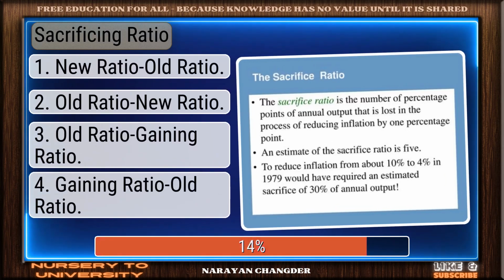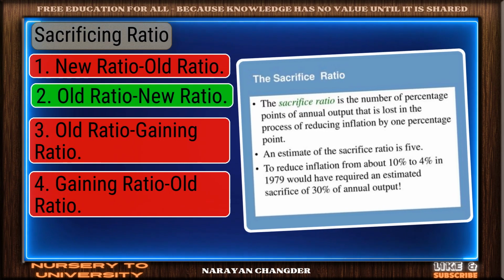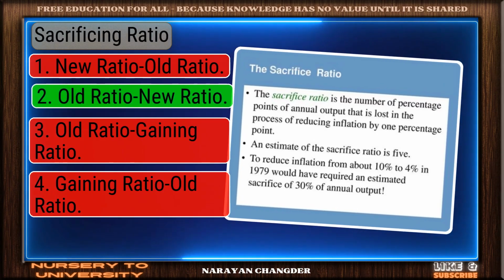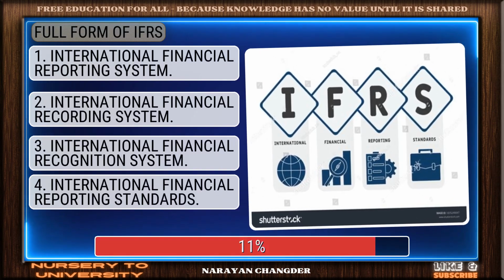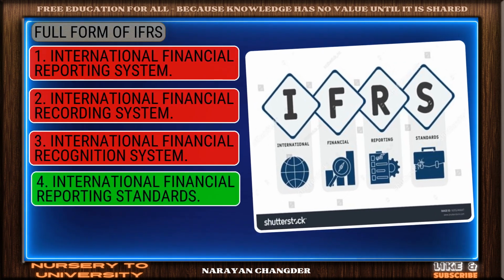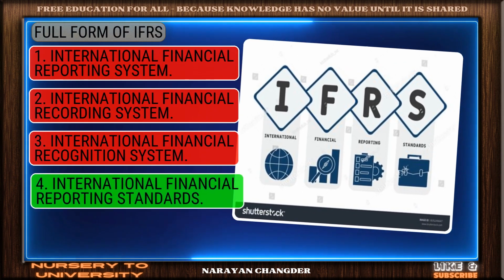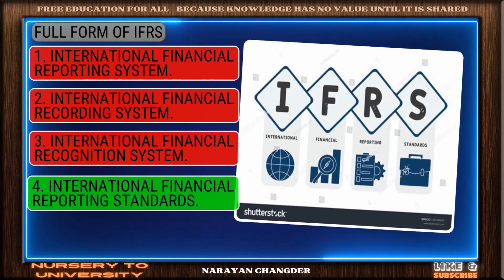Sacrificing ratio. Smart pick. Old ratio minus new ratio is the correct choice. Full form of IFRS. Great job. International Financial Reporting Standards is the accurate answer.